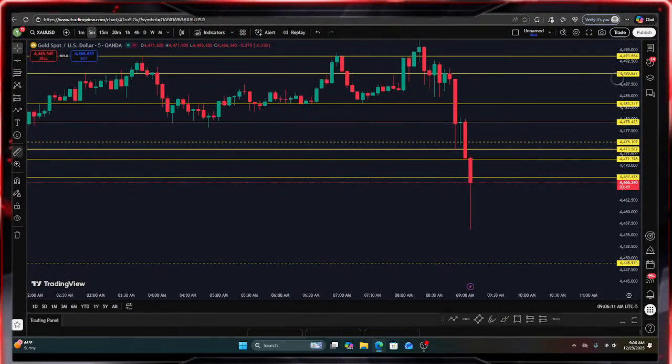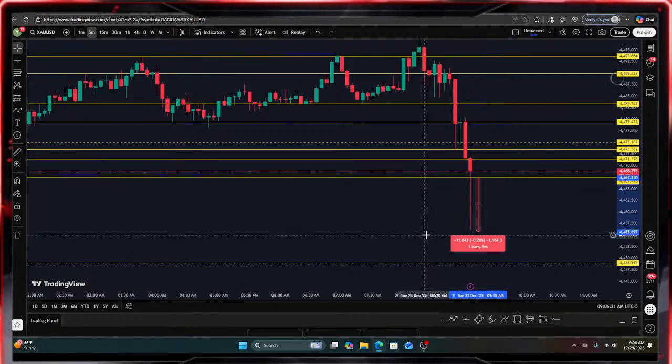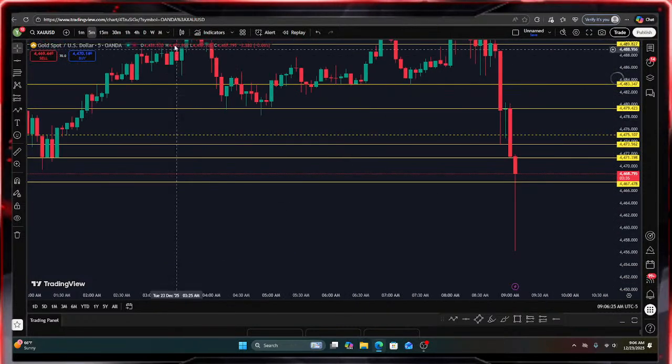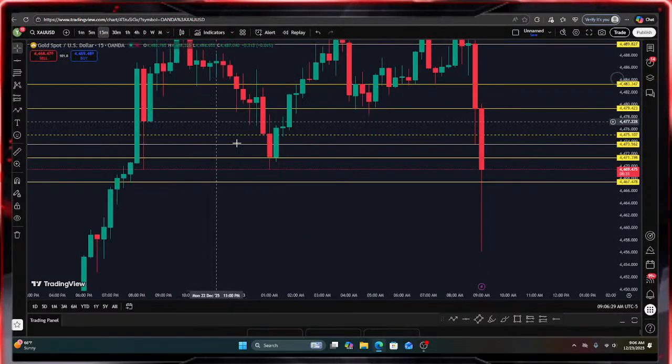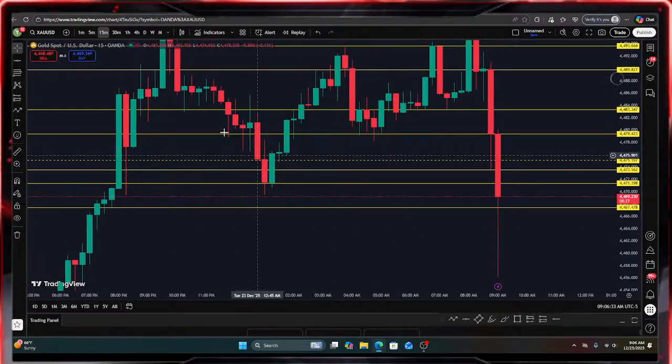Let me see how much this drove down. If we did enter, that's like 110 pips drawdown. We'd probably still be in this trade, because stop loss is like 150, sometimes 130. But that move, bro, that was crazy.